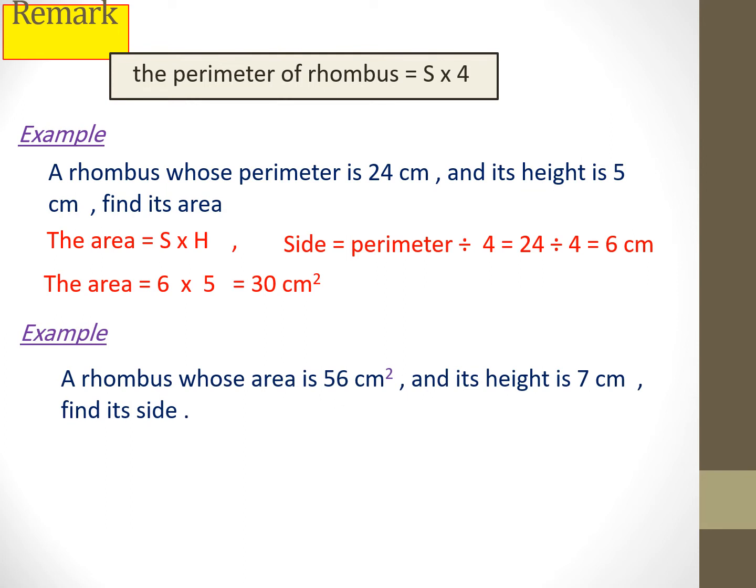Another example. A rhombus whose area is 56 square centimeters and its height is 7 centimeters. Find its side. The side equals area divided by height, the inverse operation. The area equals height times side, but the side equals area divided by height. Then the side equals 56 divided by 7 equals 8 centimeters.